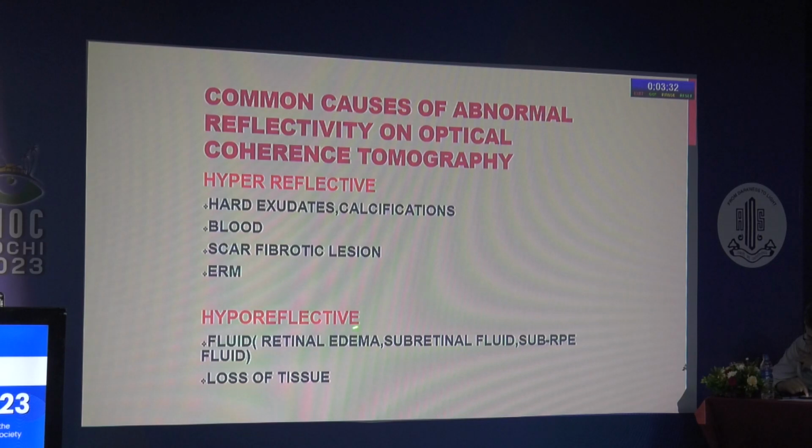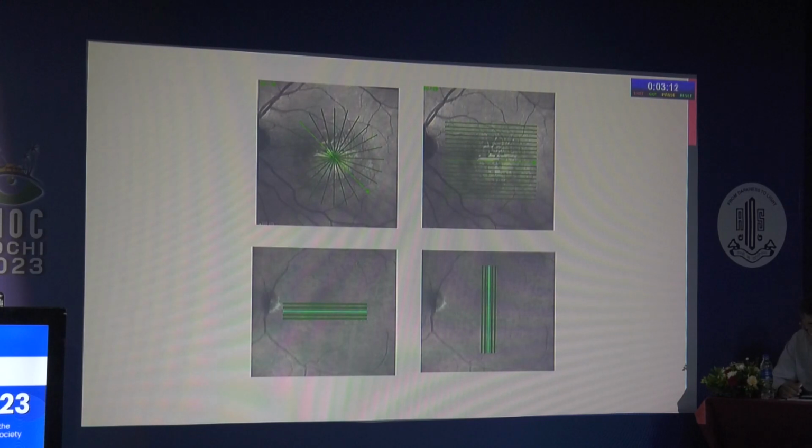And of course, hyporeflective, when there is fluid, retinal edema, when the light is able to go through, because we will not get any signal from there. Same as ultrasound that we see. And of course, this I will come to later, a very important part, loss of tissue. We do make mistakes when interpreting this finding in OCT. So this is all the type of software available that you go through the patient's eye and get the different data.